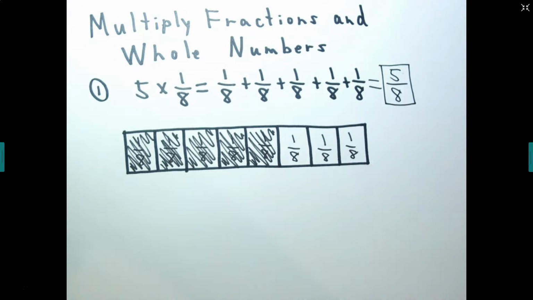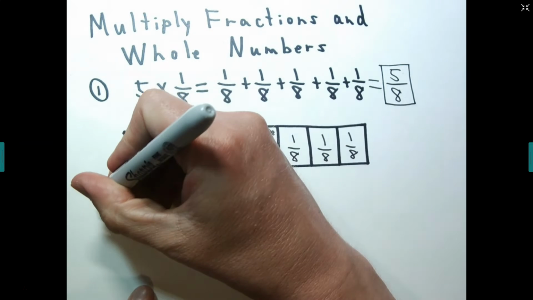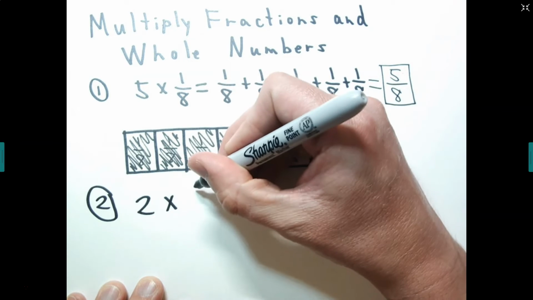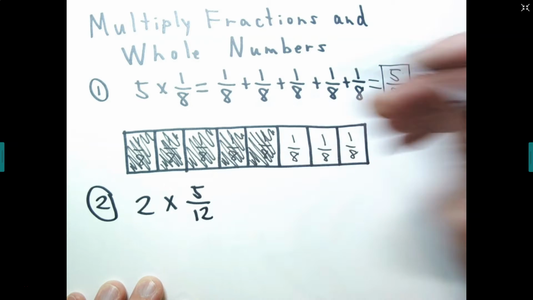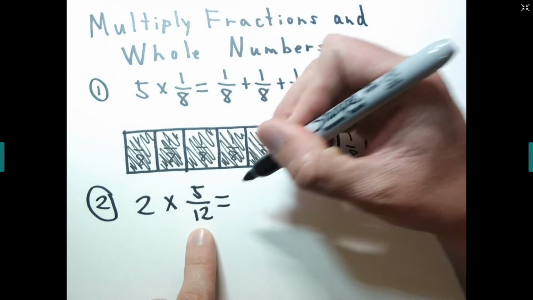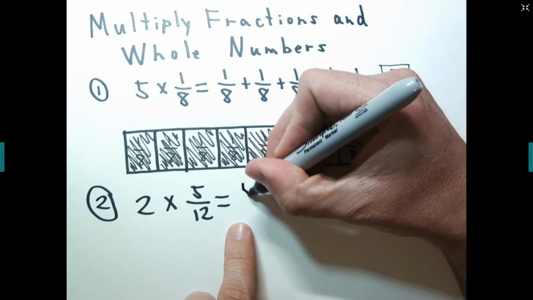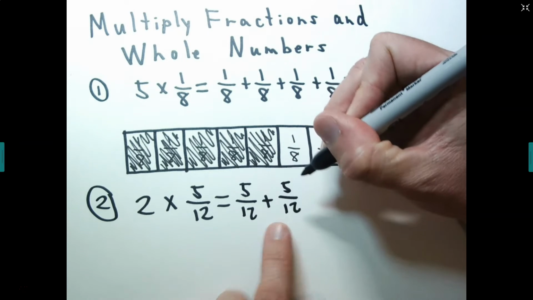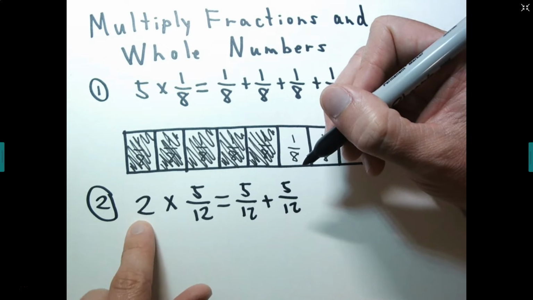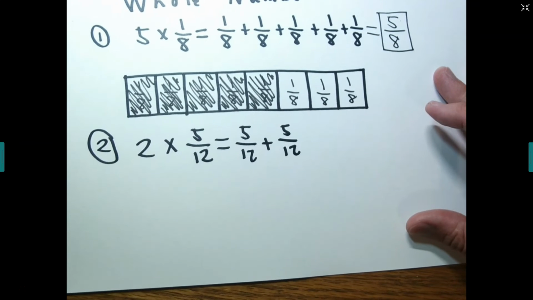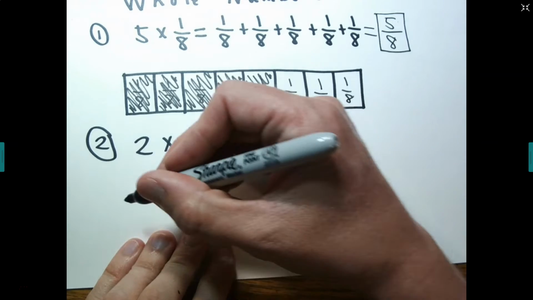Problem number 2. Two times 5 twelfths. Multiplication is repeated addition. So I'm going to add 5 twelfths 2 times. 5 twelfths plus 5 twelfths. 2 times 5 twelfths means 2 5 twelfths, or 5 twelfths plus 5 twelfths. I'm going to make a bar model to illustrate this.